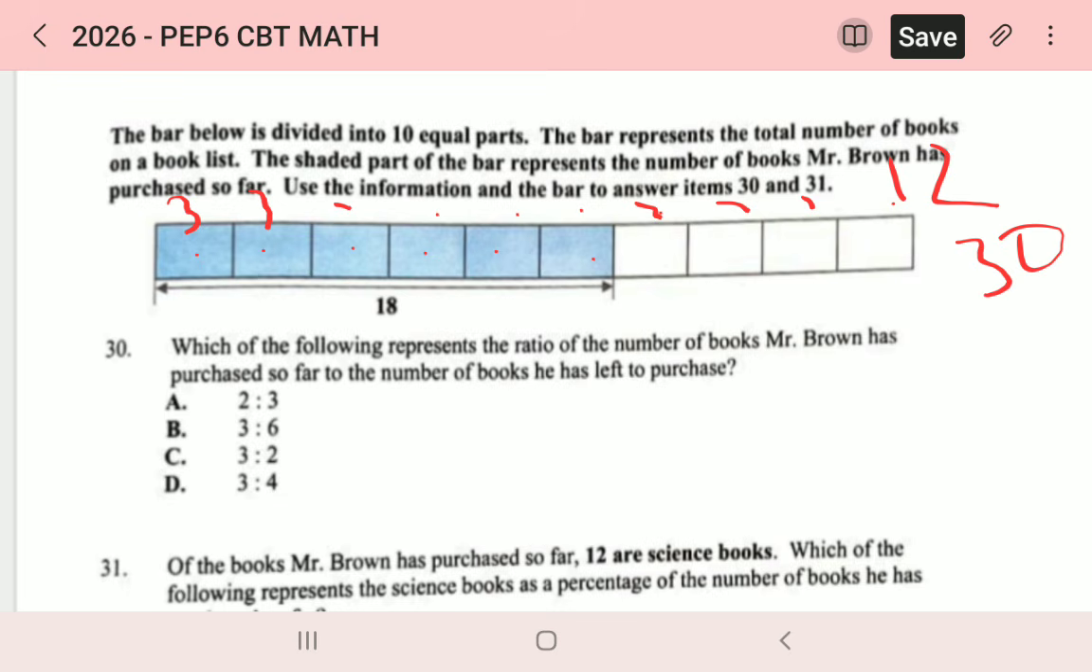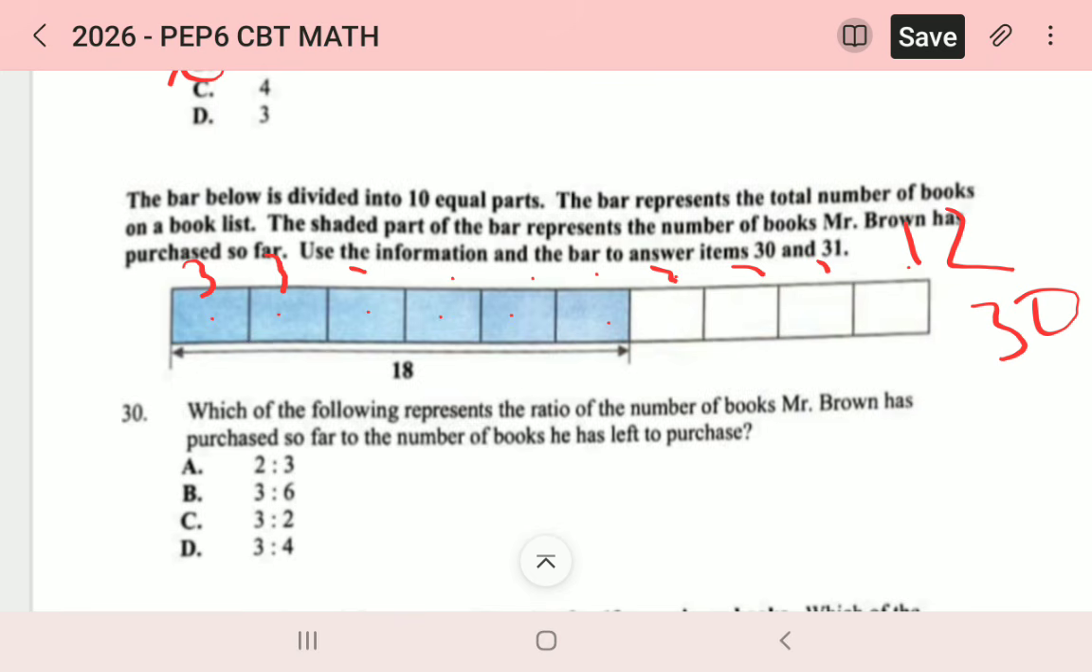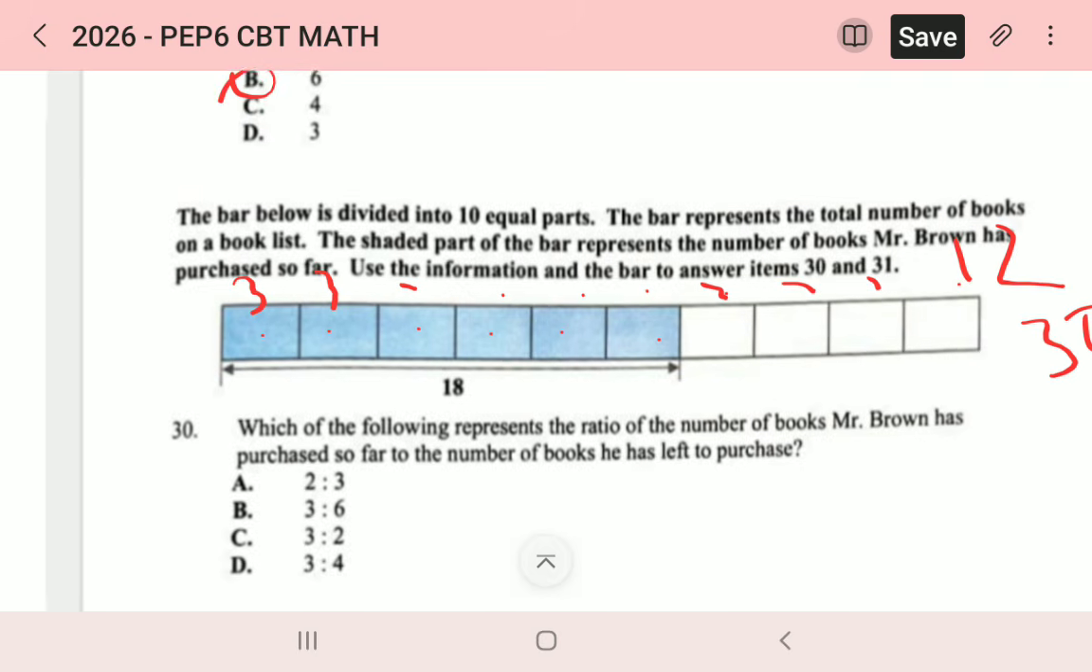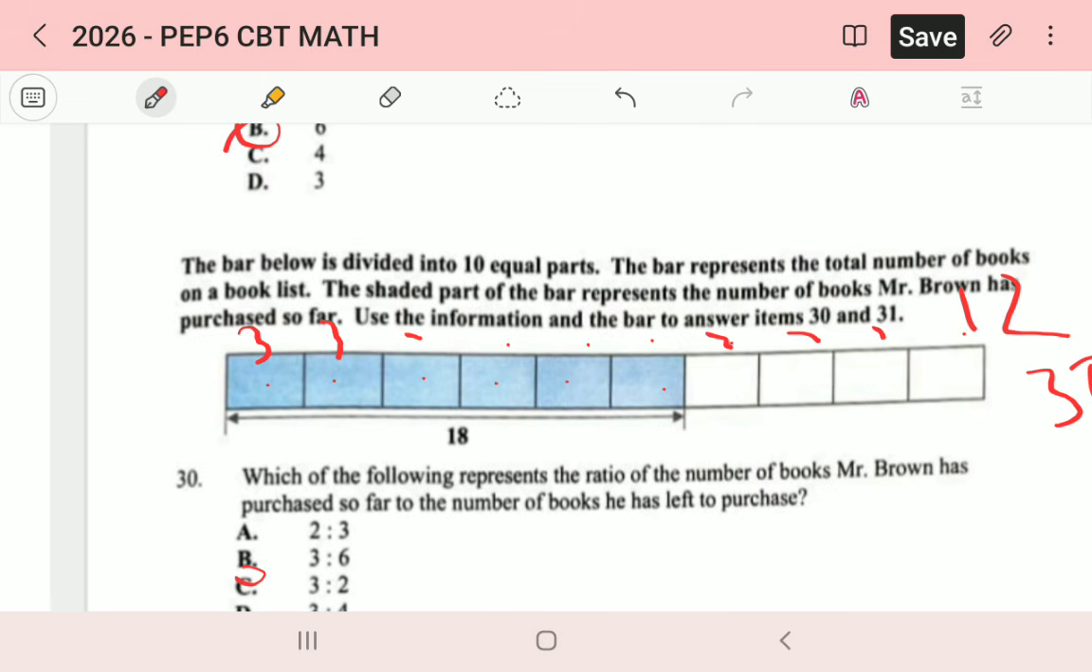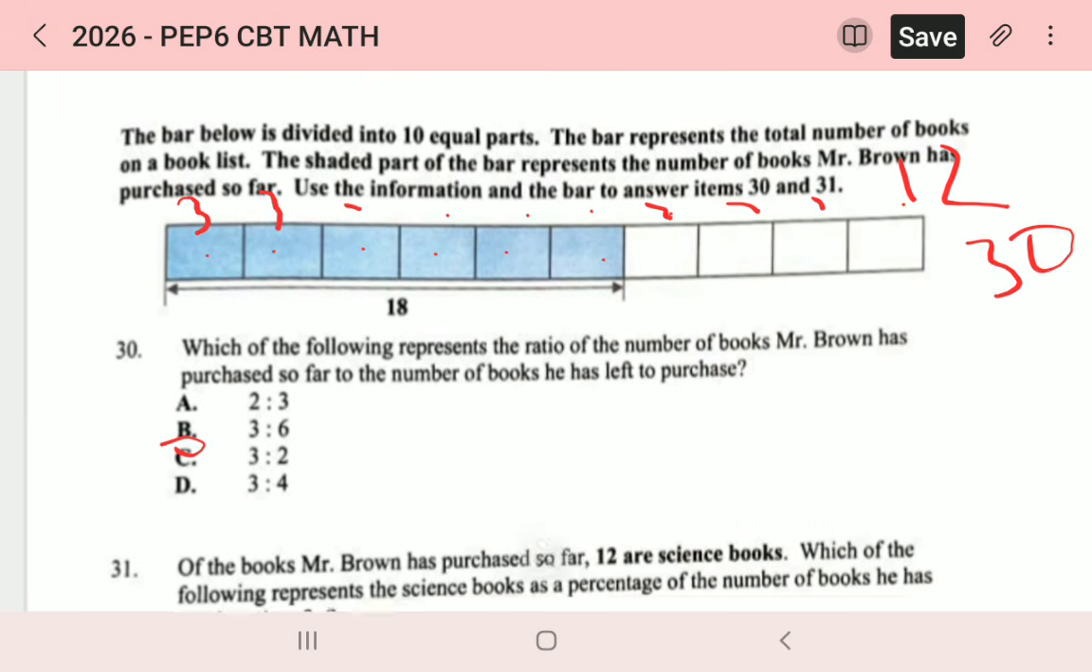All right. So is it 3 to 2? Is it 2 to 3? Is it 3 to 6? Is it 3 to 4? What represents the number of books he has to the number of books he needs to buy? All right. So 1, 2, 3, 1, 2, 3, 1, 2, 1, 2. So it's a ratio of 3 to 2. And that's C. Where's my pen tool? C. The ratio of 3 to 2. All right.